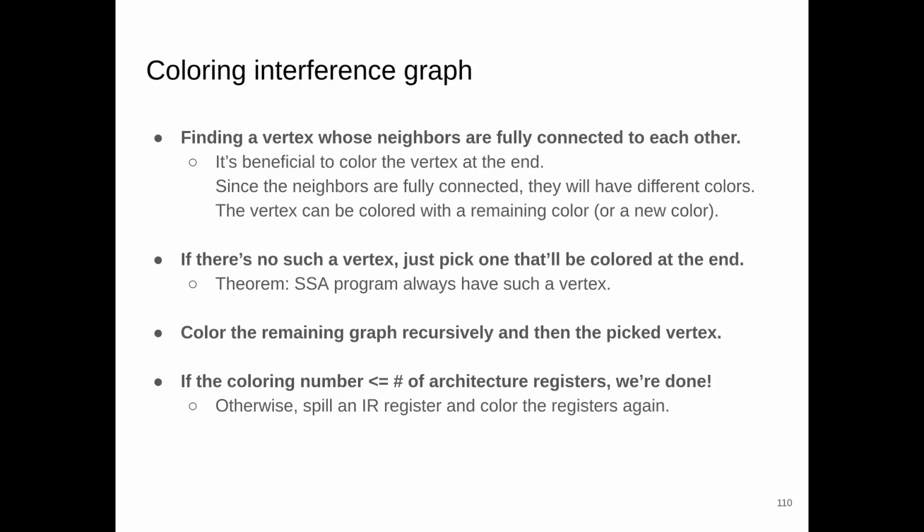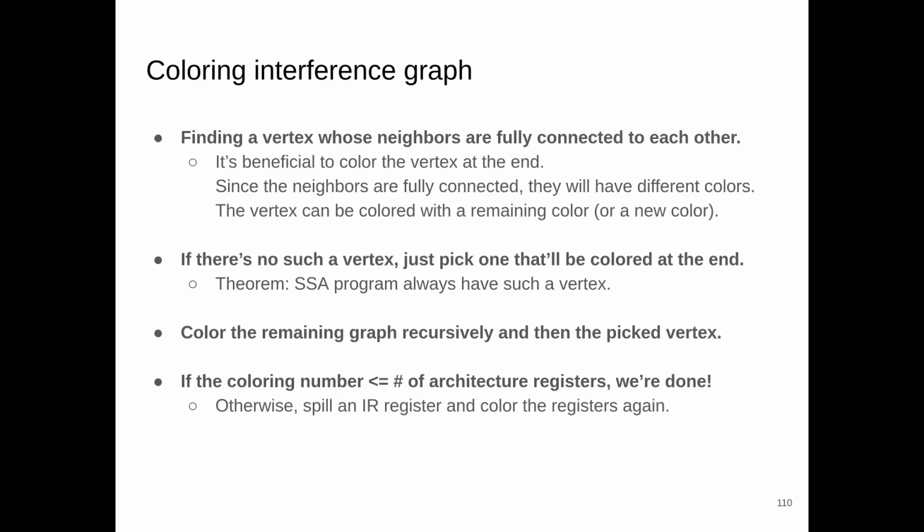The reason is that it is only beneficial to color this vertex, whose neighbors are fully connected to each other, at the end, because after coloring all the other vertices, the one we picked can later be colored with the remaining color. Or if there's no remaining color, we should use a new color for this vertex. So here is basically a recursive algorithm.